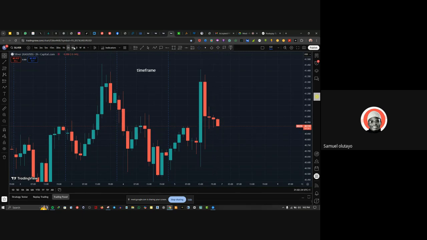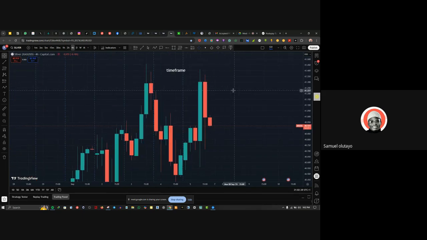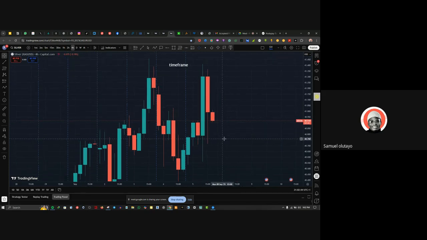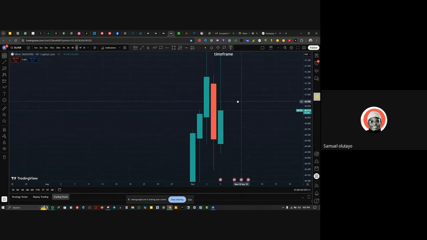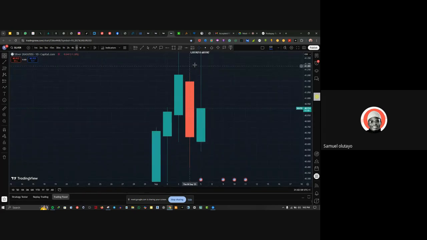If I go up, this is 4 hour candle. It takes 4 hours for one candle to form on the 4 hour time frame. Compared to the 1 minute, can you see that the candles are getting smaller and reduced? They're getting reduced, right? Because it's taking longer time for one candle to form on the higher time frames. If I go to daily, it took a day for this candle to form. It took a day for this candle to form.